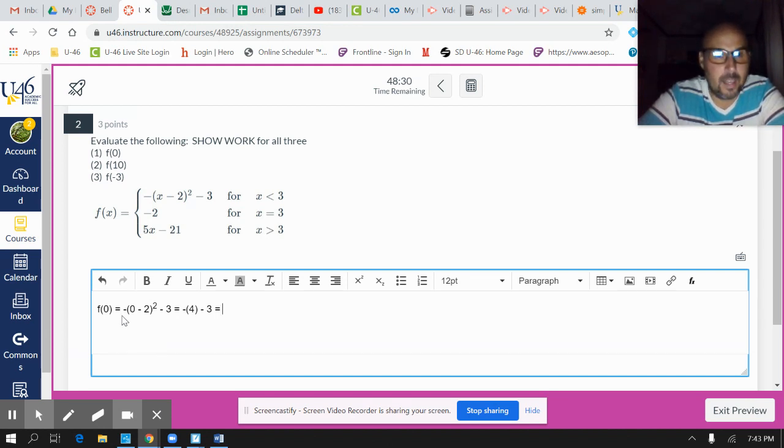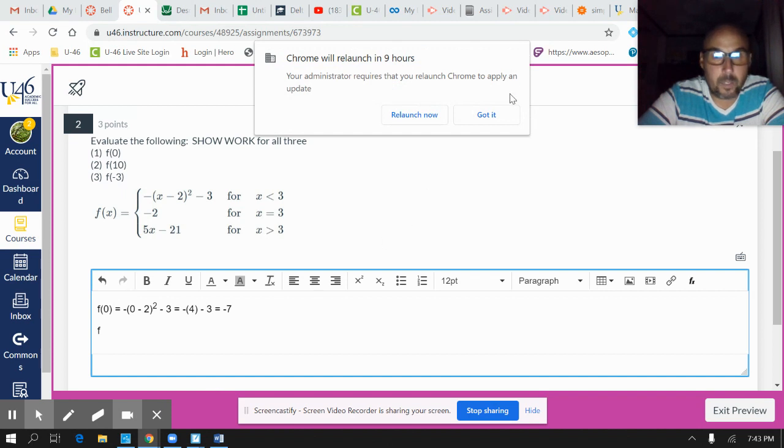That negative is outside of the parentheses. So you square -2, that gives you +4. But the negative, remember, is outside of the parentheses. So now that's really -4. And -4 minus 3 is -7. Full credit, you should get -7. And here's the work that supports it.